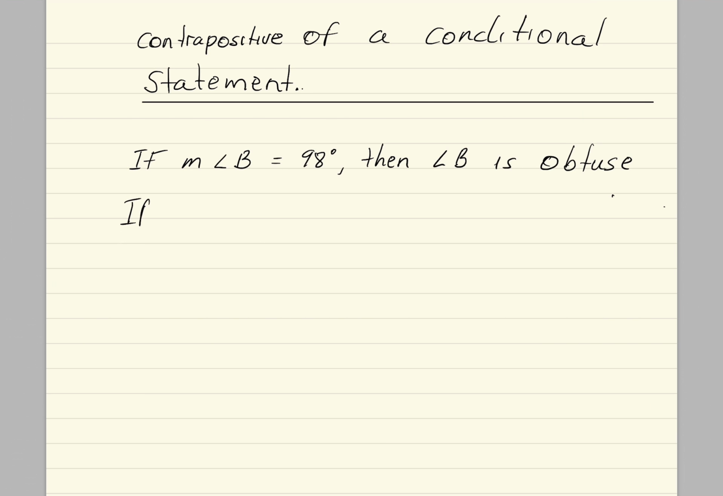So if measure of angle B is not obtuse, then measure of angle B is not 98 degrees.